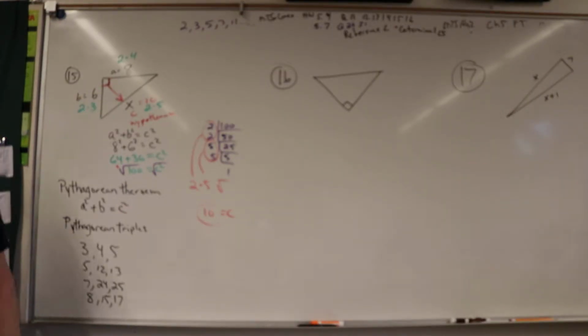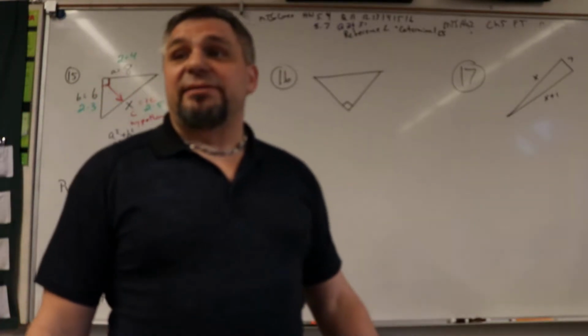Whenever the numbers come out nicely, it's because they use the Pythagorean triple. They use them a lot on tests.